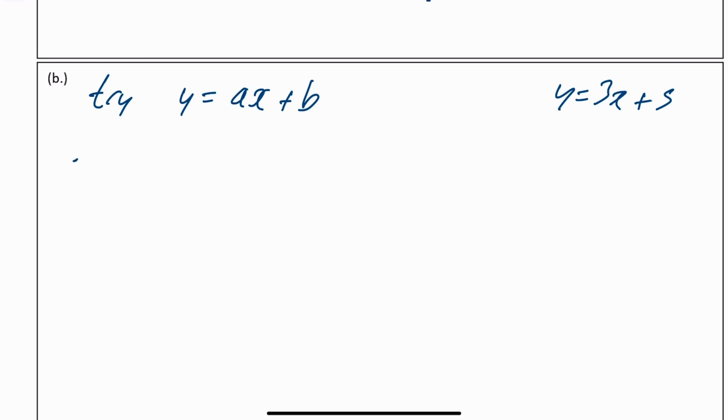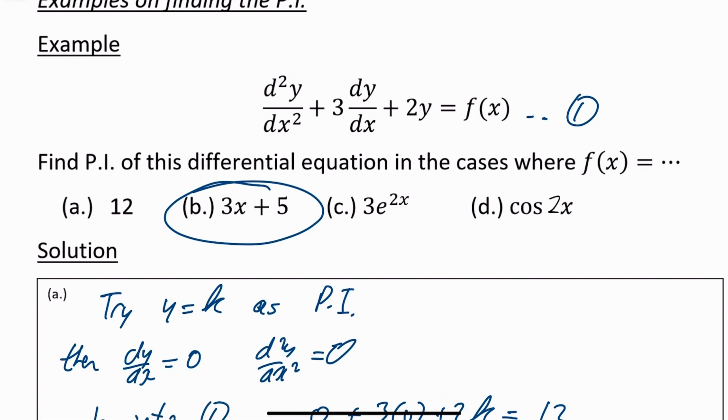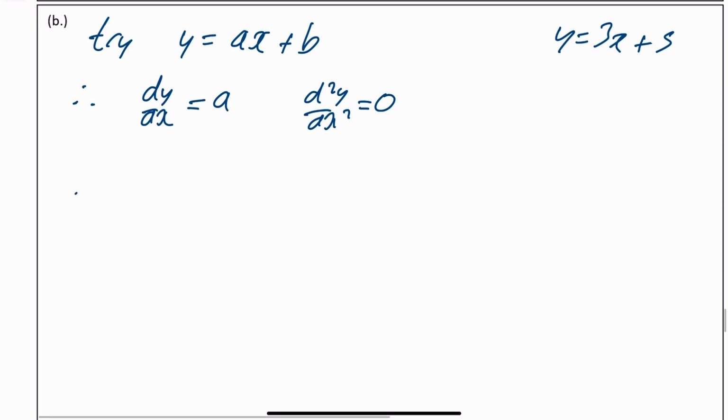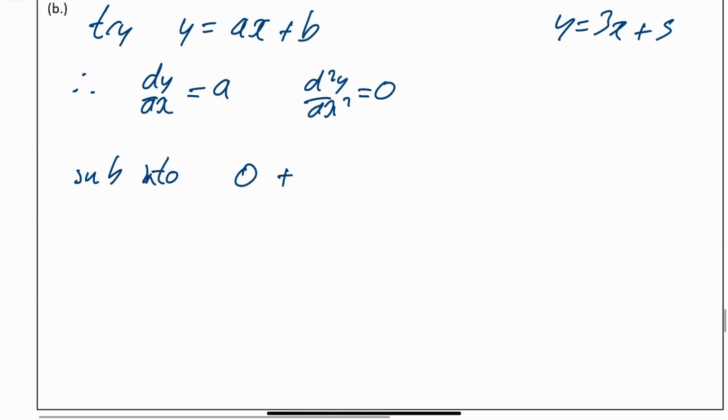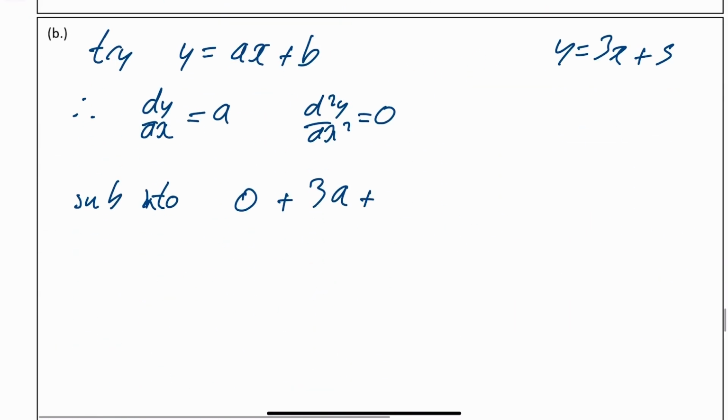Okay, so if we do that, then our dy by dx is just going to be a, and our d2y by dx squared is going to be 0. So we're going to sub it back into equation 1. Equation 1 was d2y by dx squared plus 3 dy by dx plus 2y. So it's going to be 0 plus my 3 dy by dx, which in this case is 3a, plus 2 times my y, which is ax plus b. And I know that's equal to 3x plus 5.